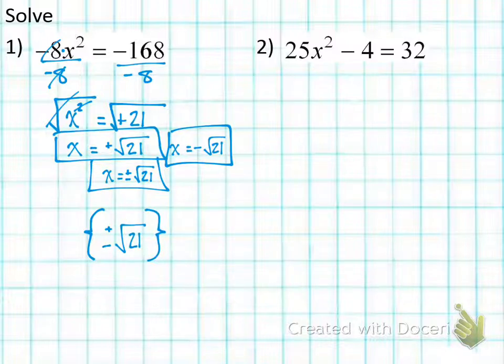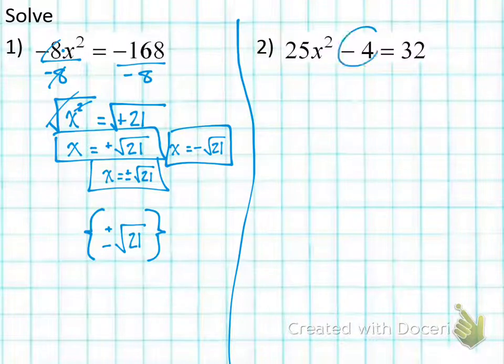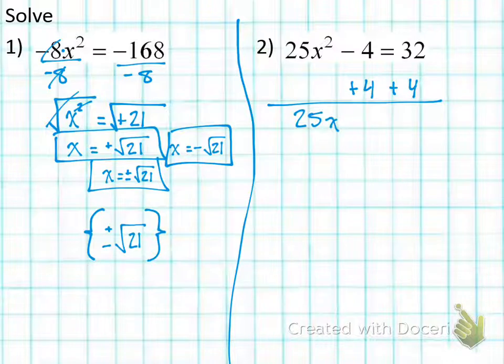Watch me do number 2 now. Number 2. Okay, we got 25x squared. X squared is the largest exponent up there. Minus 4 is equal to 32. Okay, so there is an a, there is constants here and here. They're not all together. So the first thing I'm going to do is put my constants together. I'm going to add 4 to both sides because I want to isolate the x squared term. So we got 25x squared is equal to positive 36. Alright, then I need to isolate the x squared term again, so I'm dividing both sides by positive 25.